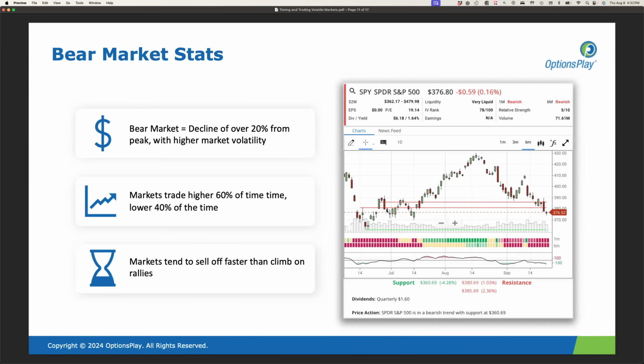But the one thing to statistically remember is that markets trade higher 60% of the time and lower 40% of the time. So statistically speaking, you have an advantage to being long the market than being short the market. And if you're going to be short the market, you better be more nimble with those shorts than you are with your longs, because markets don't stay bearish as long as they do stay bullish. And that's an important thing to remember.